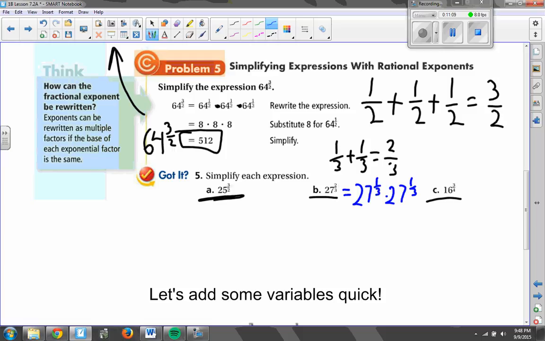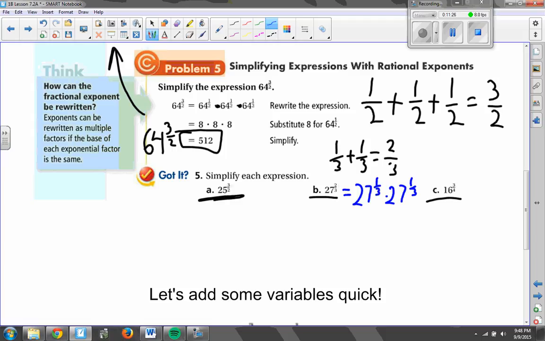Okay? Hopefully that makes sense from our last video. If we want to add our exponents, we need to multiply our two expressions. So now 27 to the 1/3 times 27 to the 1/3. I think you can figure that out yourselves.